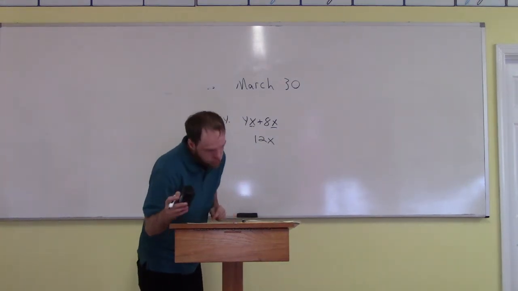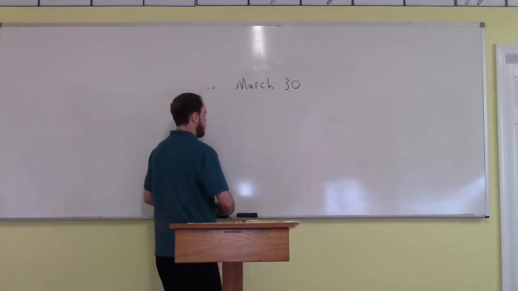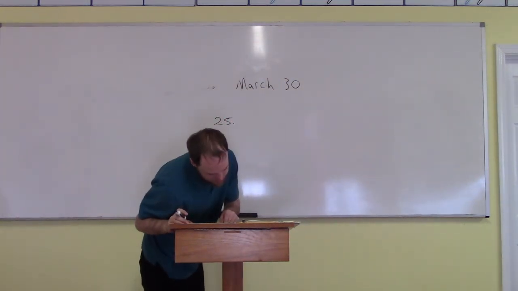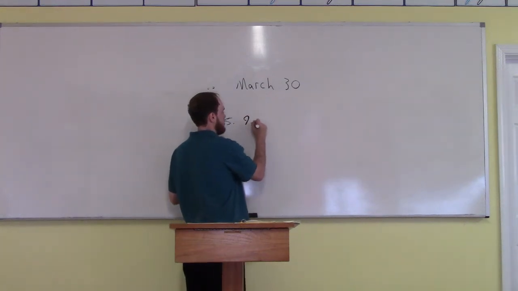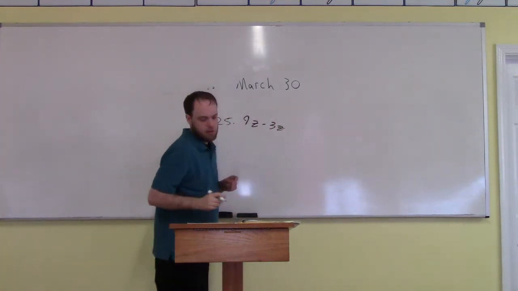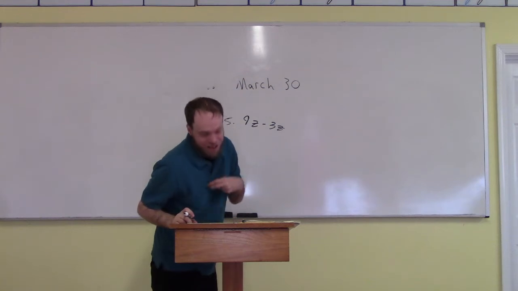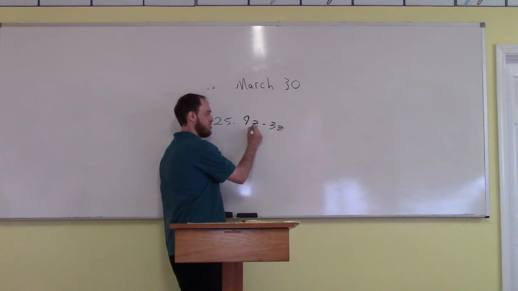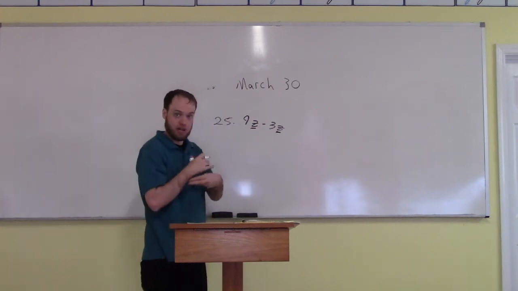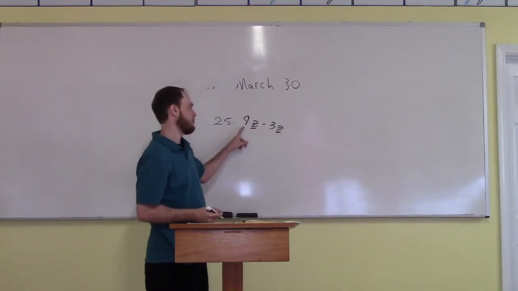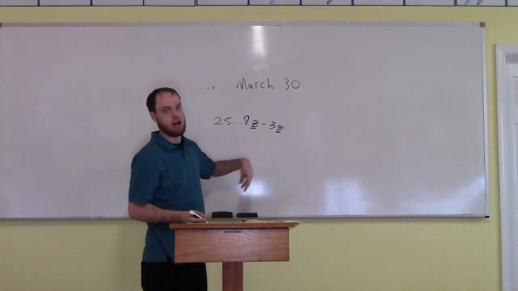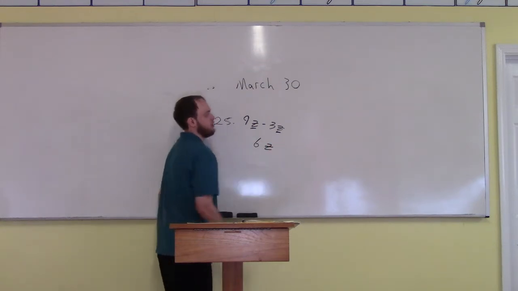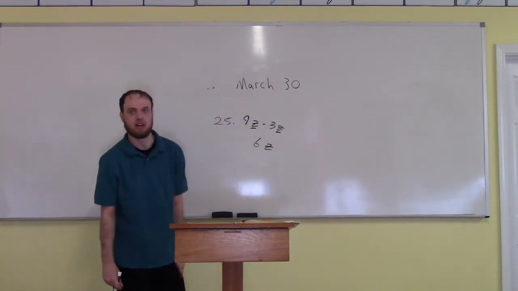I'll do 25 as well. So 25 says 9z minus 3z. You have 9 z's and you're subtracting 3 z's from it. Notice they are the same, z and z, so we can combine them. You have 9 of them and you're subtracting 3 of them off. How many do you have left? You have 6 left, so your answer would be 6z. And yes, I put the slash through the z because that's what mathematicians do.